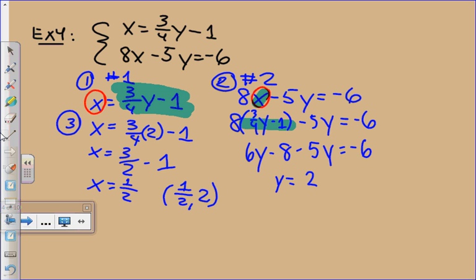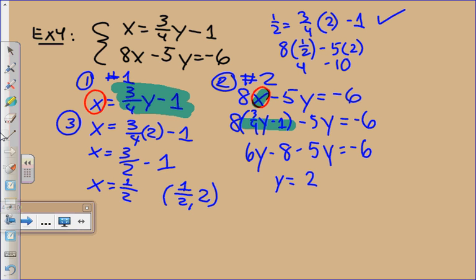Okay, are we going to check if this is the answer? No. Let's check it out. It says x is 1 half. We take 3/4 times 2 minus 1. That is right. Okay, so it's always important to check. We really need to check the other one. Check. And then we have 8 times 1 half, so it's half of 8. 4 minus 5 times 2. Is that negative 6? Yeah, so we're doing really, really well.